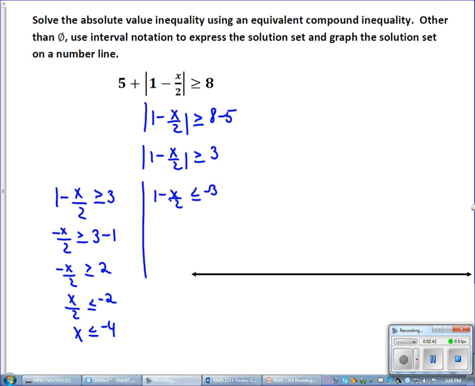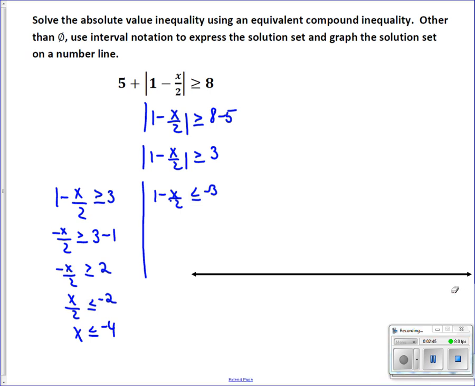Now, applying the other part of the definition, we still have to solve for x. Let's subtract 1 from both sides. So we have negative x over 2 is less than or equal to negative 4. Again, we need to multiply or divide by a negative, therefore changing the direction of the inequality. So we have x over 2 is greater than or equal to 4. Now let's solve for x: x is greater than or equal to 8.